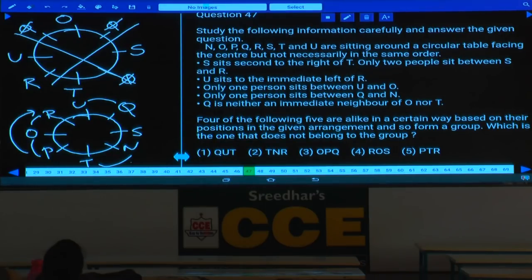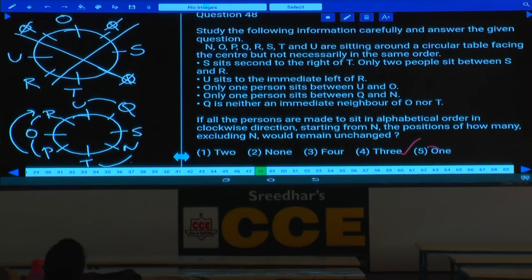Then P, T and R. Now P, T and T is to the immediate right of P, but T and R are not opposite to each other. Clear now, except choice 5. And in the remaining choices, the second person is to the immediate right of the first person and the third person is opposite to the second person. But whereas in choice 5, second and the third persons are not opposite to each other. Clear now? And hence P, T, R is the odd one.